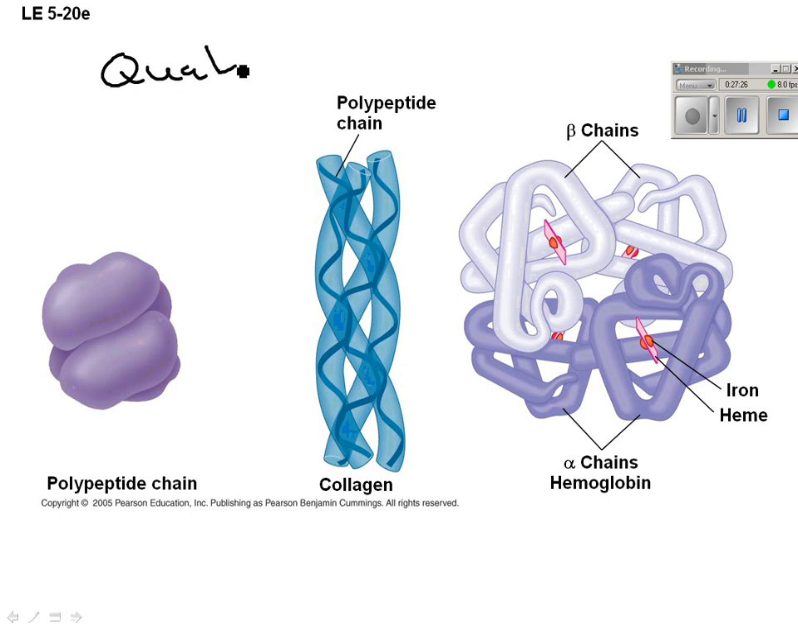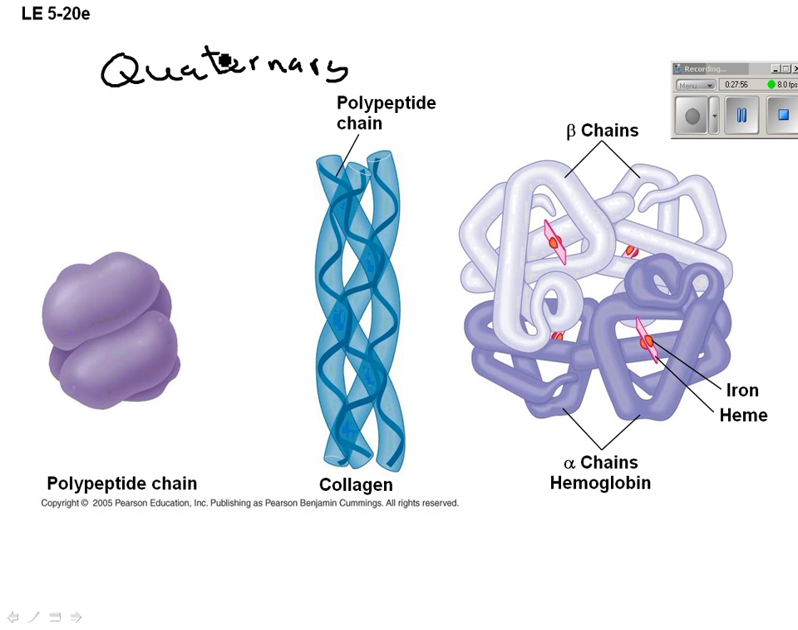Quaternary: take your neighbor's pipe cleaner and put it together with yours. Here you go. That is a quaternary structure. Not all proteins do this. Hemoglobin is one like that. Hemoglobin is the stuff in your blood.